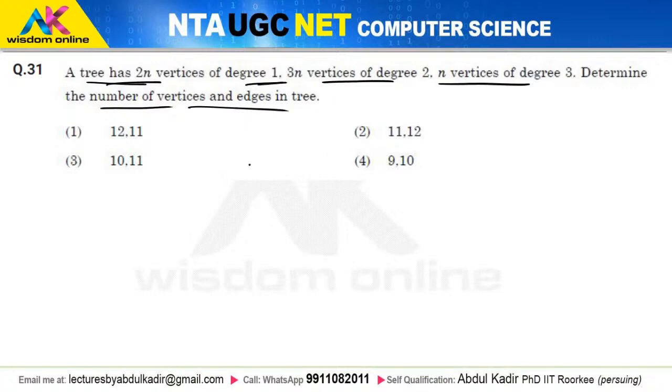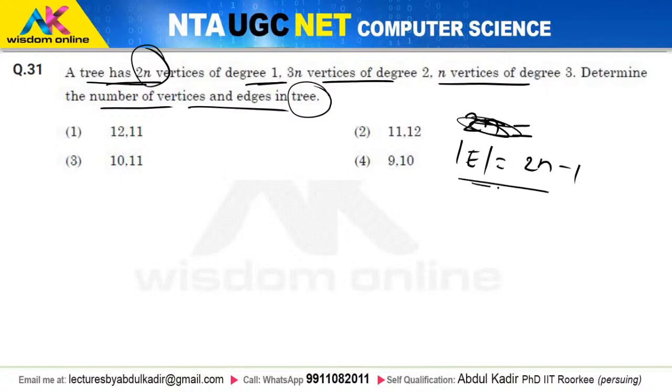So how can you solve it? Very easy. First of all, it is a tree, and in a tree we have seen that the number of vertices will be equal to the number of edges plus 1. So this you already know, or you can say that the number of edges will be equal to the number of vertices minus 1. Number of vertices is 2n, so your number of edges will be 2n minus 1. So this is one equation you can get.